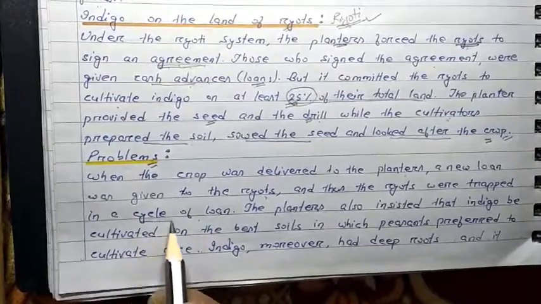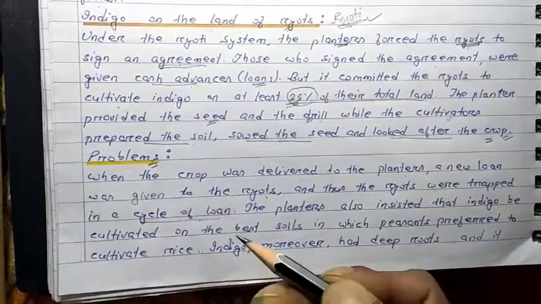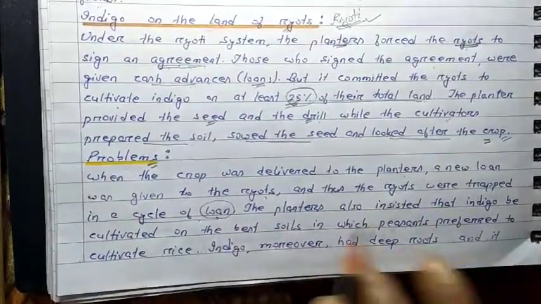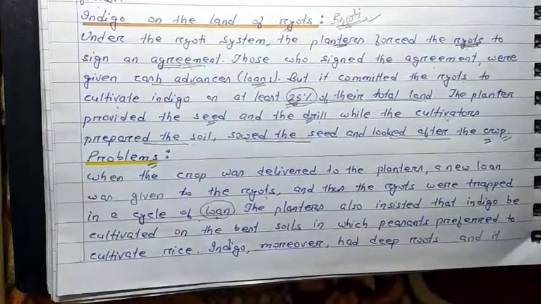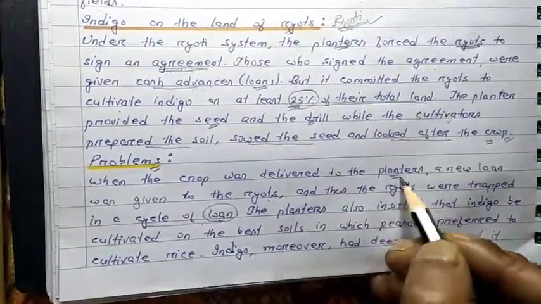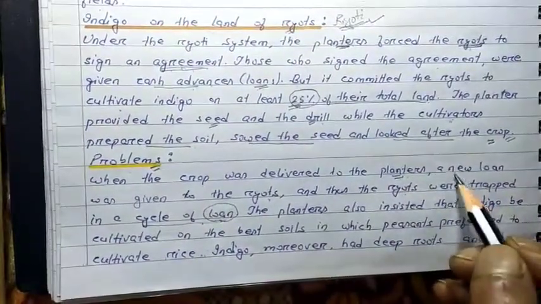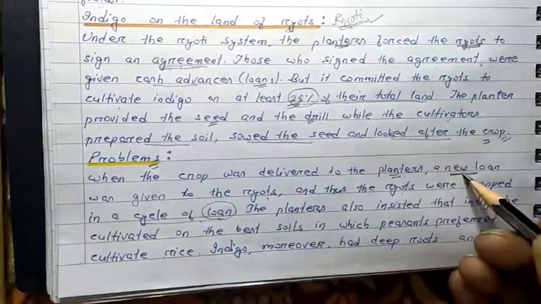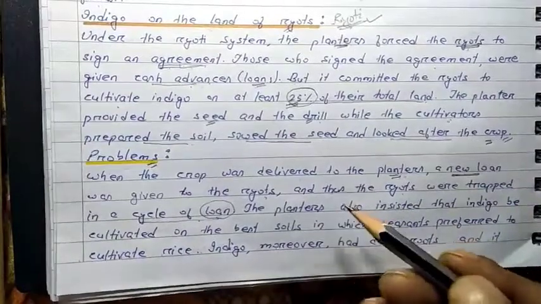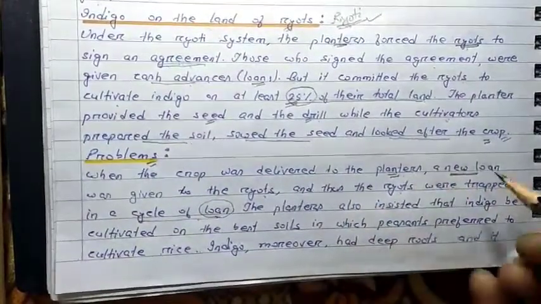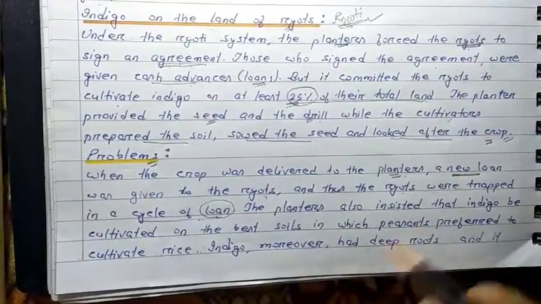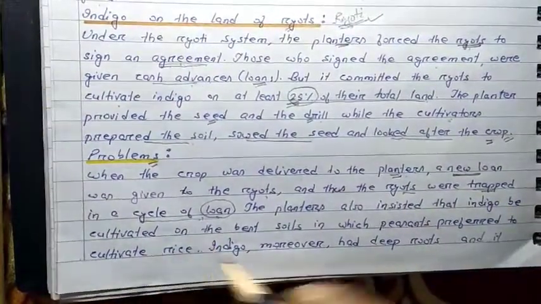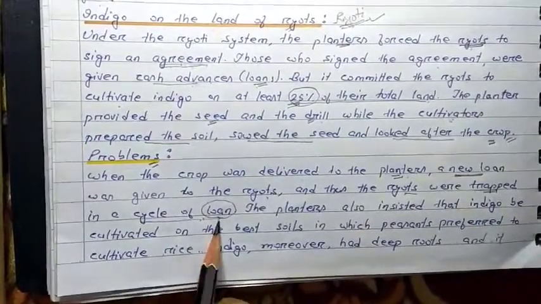I already told you that when the riots would sign the agreement with the planters, they would be given a loan. And once the plants are ready, the harvest is ready, the harvest would be delivered to the planters, and again the riots would be given one new loan. So you can see, once loan is given, the crop is harvested, the crop is delivered to the planters, again one new loan would be given to the riots. So you can understand from here, the riots got trapped in a cycle of loan. They were not able to come out from the cycle of loan.